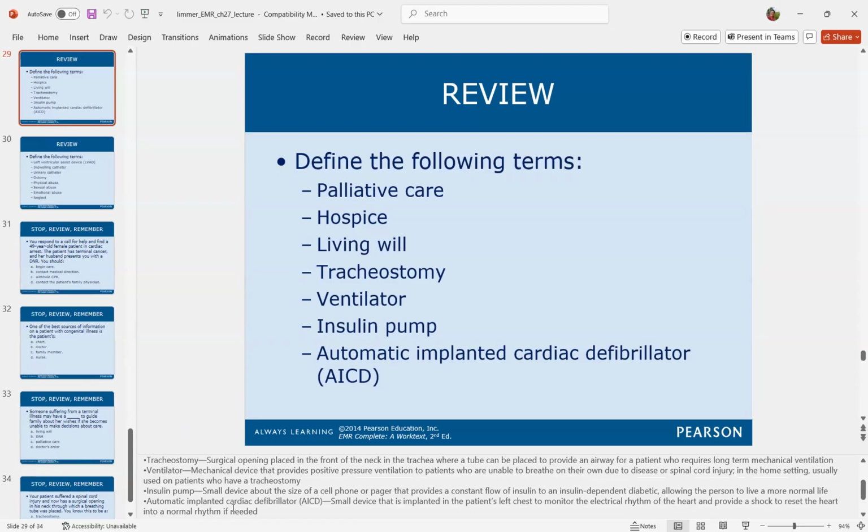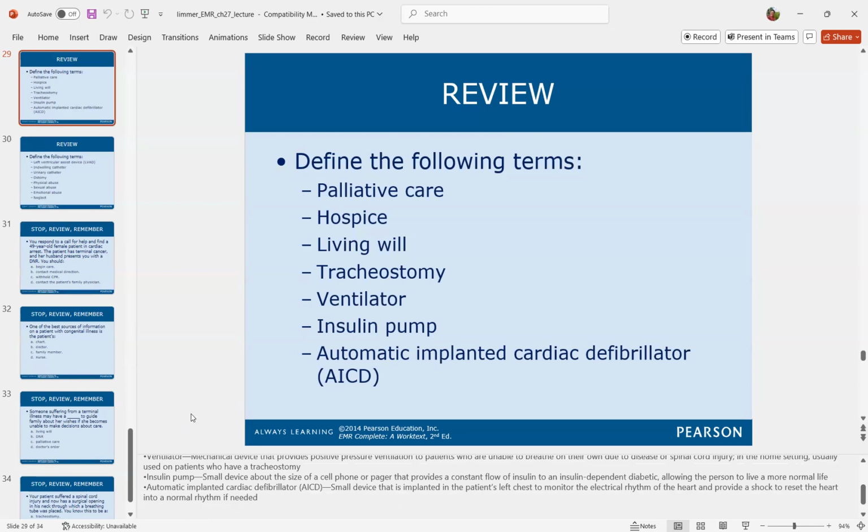An insulin pump is a small device about the size of a cell phone or pager that provides a constant flow of insulin to an insulin-dependent diabetic. This allows them to live a normal life. AICD, or automated implanted cardiac defibrillator, is a small device that is implanted in the patient's left chest to monitor the electrical rhythm of the heart and provide a shock to reset the heart into a normal rhythm if needed.